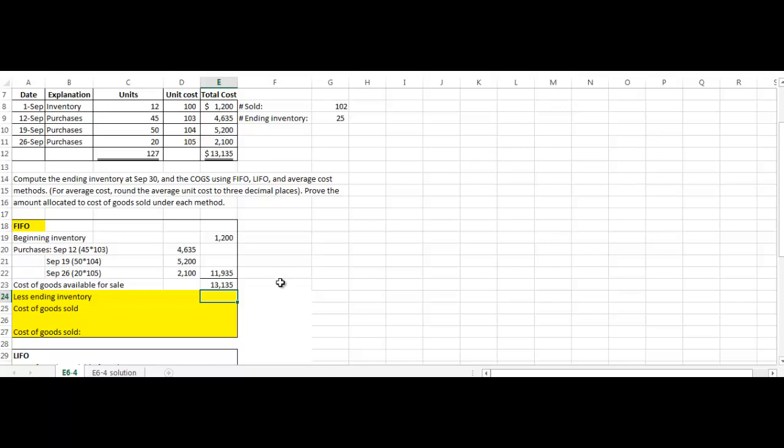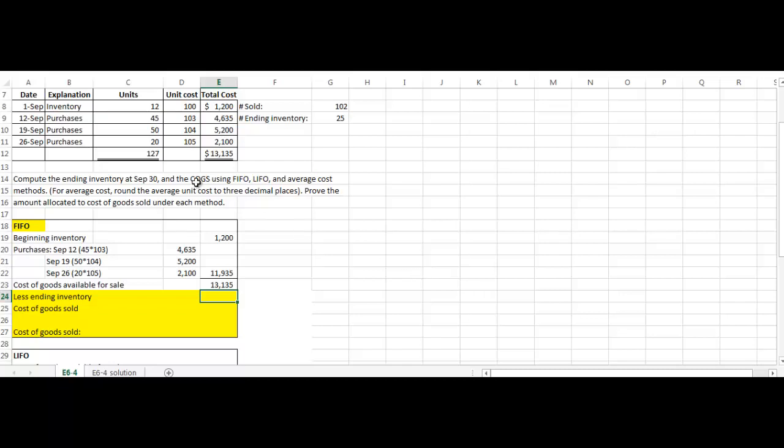That number is going to stay the same regardless of whether we use FIFO, LIFO, or average cost. Let's next calculate our ending inventory. If it's ending inventory, that means it's not first out. It means it's last still there. First in, first out refers to first out would be cost of goods sold, like I told you in class. So our ending inventory comes from the last purchases, not the first. And we have 25 units in ending inventory, I told you.